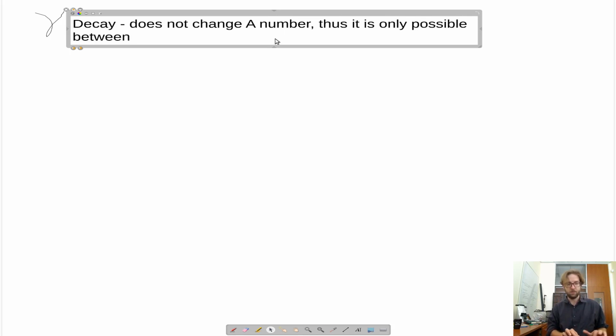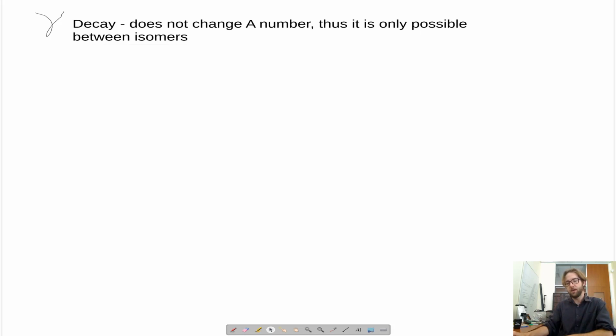between isomers, right? So we may have a nuclide whose nucleus is at some excited state, and when it goes down to a lower energy state, or perhaps even ground, it will release a gamma, or a gamma and only a gamma, and that is what we call gamma decay. So typically we'll indicate an isomer or an excited state in particular by a star.